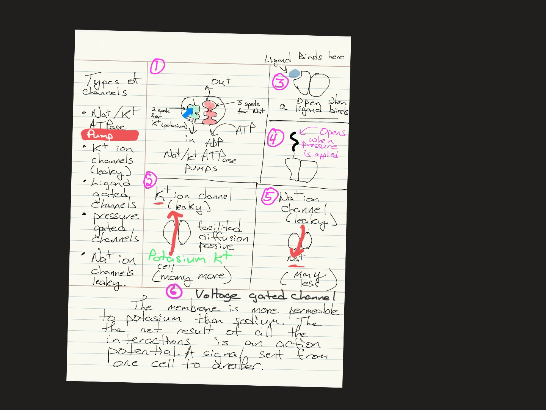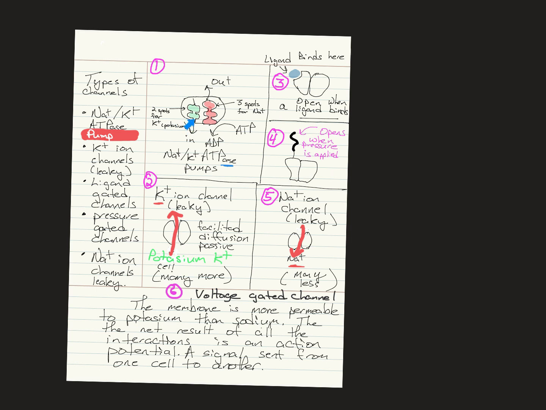First thing you should know is that this pump is an enzyme. That's why it says ase here at the end of it. The second thing is that this binds 2 potassium ions. Here there's space for 3 sodium ions. This pump is going to move 3 sodium ions out while moving 2 potassium ions in. And it's going to use ATP. The reason it's using ATP is because this is active transport. This is moving against the concentration gradient.